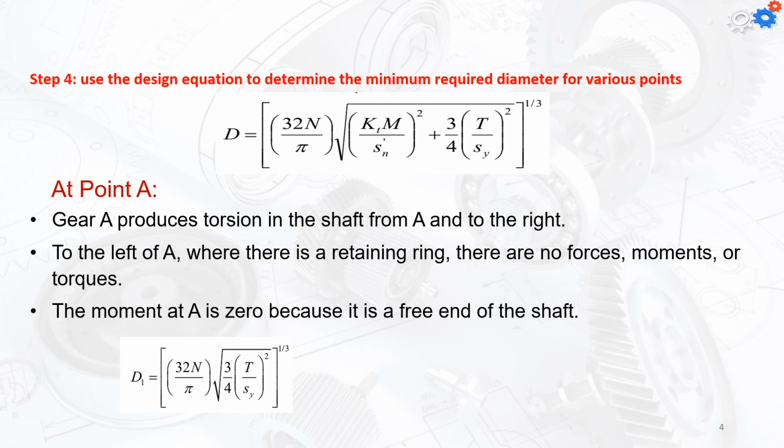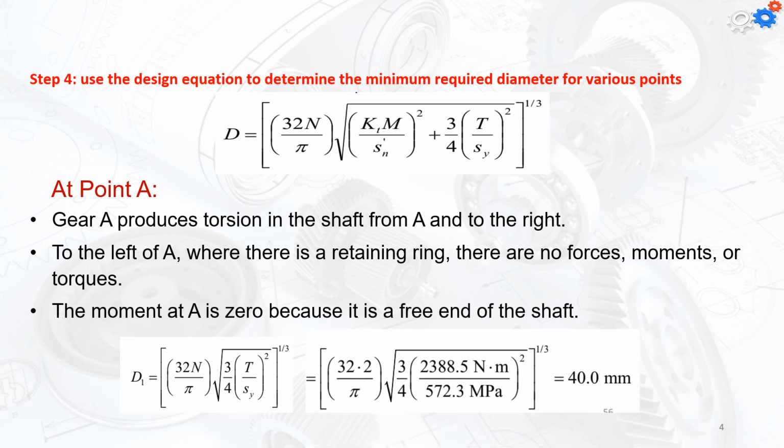So the torque, as you remember, has been calculated, and we can simply add it to the equation to be 2388.5. Divide that by the value for the Sy we found, which was 572.3 megapascal. Square this ratio, multiply by 3, divide by 4, put it in the square root, multiply by 32, which is a constant number, multiply by the n, which is the design factor that we had, and divide by pi, and then the whole thing will be under the square root of 0.33. And we get the value to be equal to 40 millimeters.